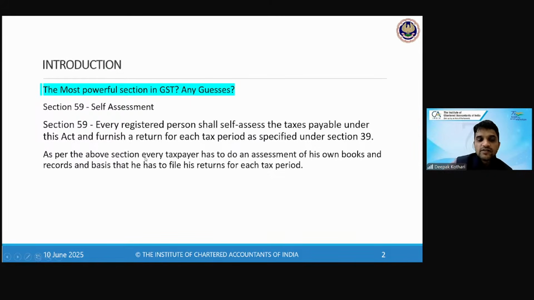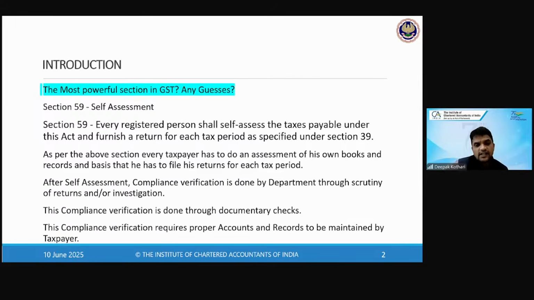Now, as per the above section, every taxpayer has to do an assessment of his own books. Okay. As per section 59, every taxpayer will have to do an assessment of his own books and records, and basis that he will have to file his returns. After self-assessment, compliance verification. Whether we have done the filing correctly, whether we have filed or not, whether we have filed within due date.